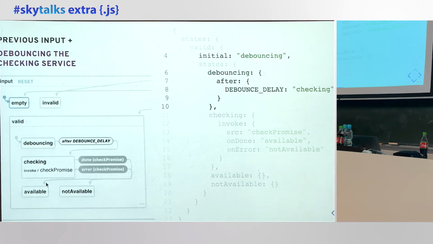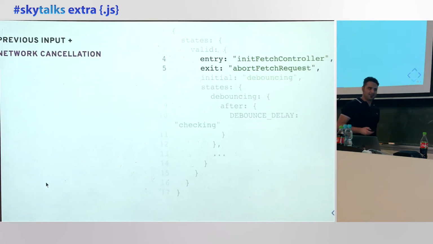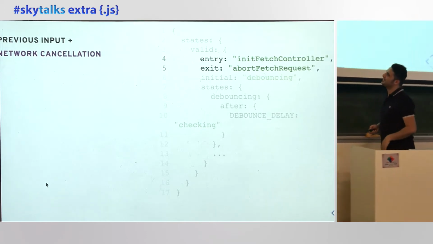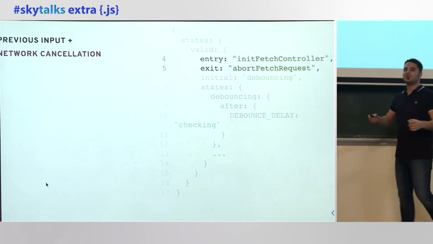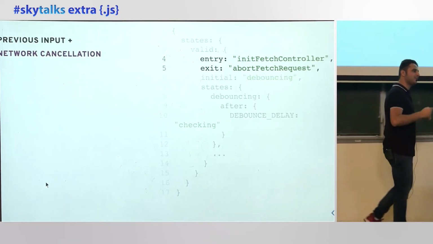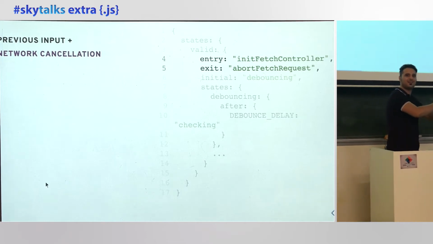And now the debouncing logic comes here. Now everyone sees that it starts from debouncing, and after a debounce delay, which is 300 milliseconds or whatever, it starts checking. So again, the product owner or the project manager bothers you again and says, hey, you forgot to cancel the network request. You not only have to debounce, but you also have to cancel the network request that was on the fly.